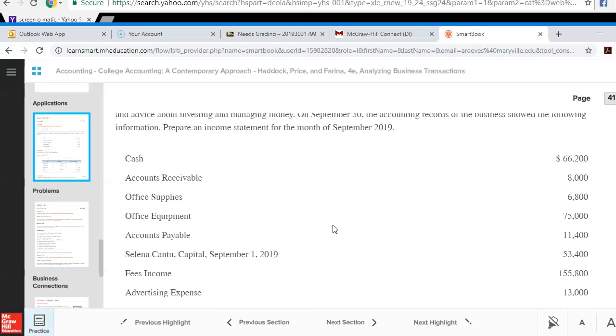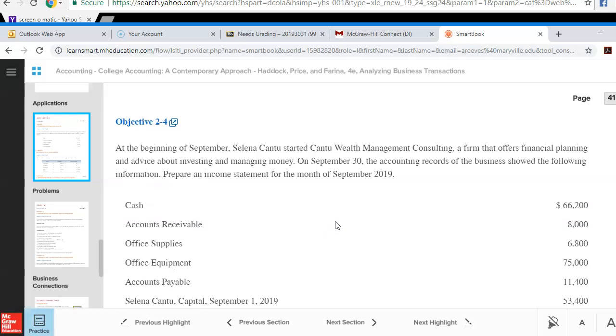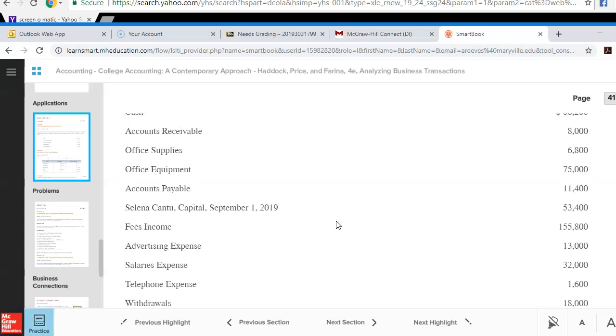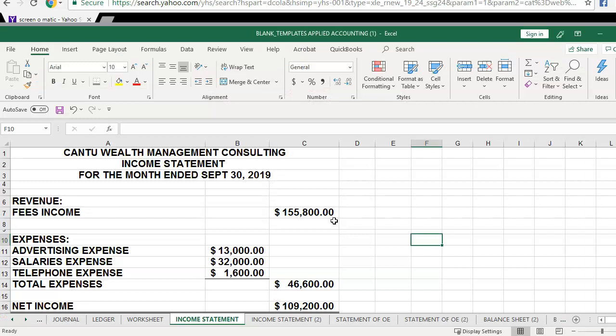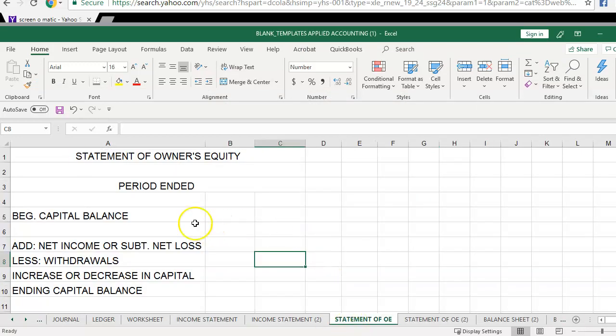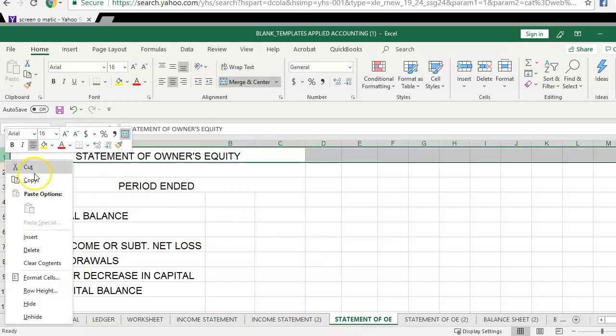Okay? Next, we're going to prepare the statement of owner's equity. And we can actually use this information to prepare our statement of owner's equity. So remember, for the statement of owner's equity, your heading still goes first, and that's going to be Cantu Wealth Management Consulting.